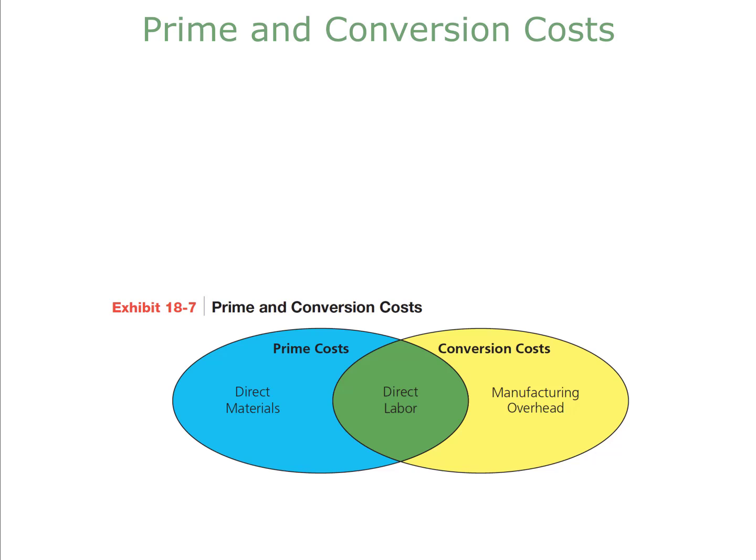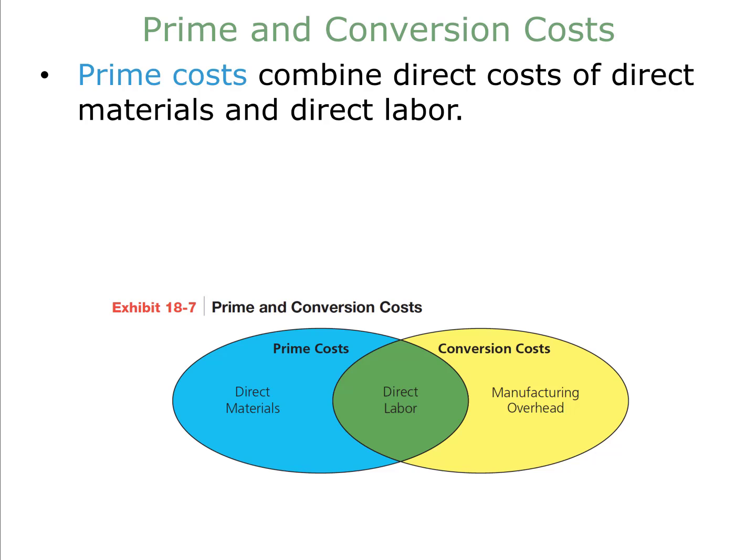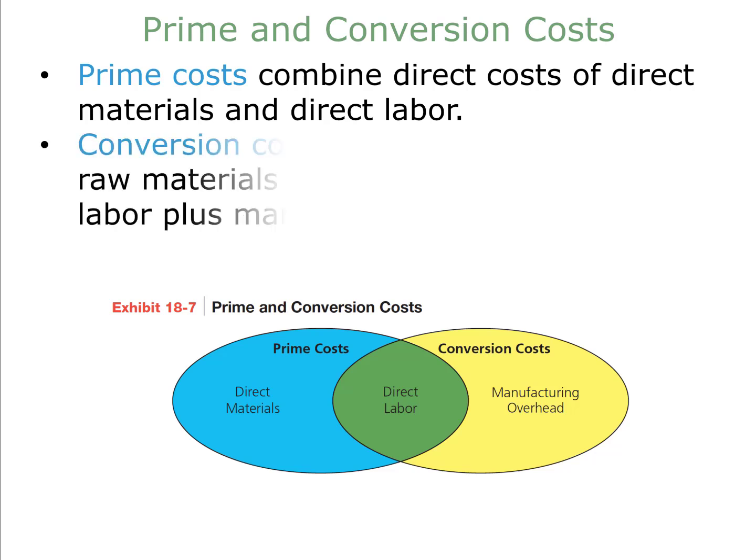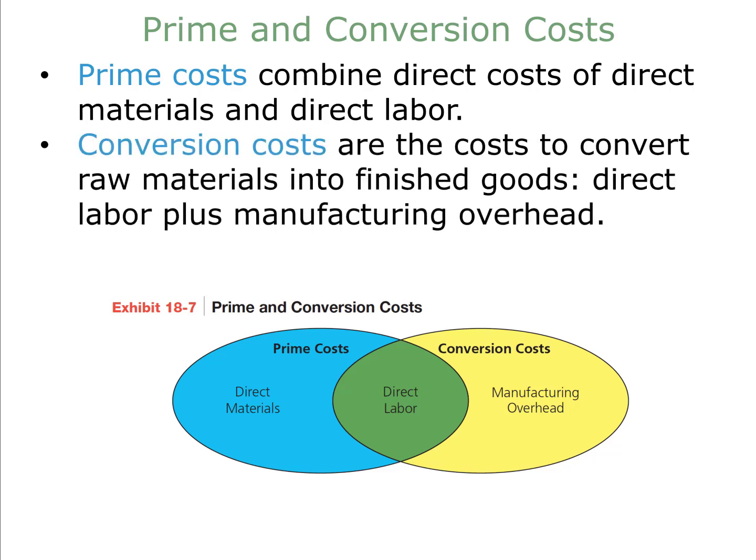Depending on if a manufacturing company is labor intensive, which means people do most of the work, or machine intensive, where machines or robots do most of the work, a manufacturing company may combine two categories of costs. Prime costs are simply direct materials plus direct labor. Conversion costs are simply direct labor plus manufacturing overhead. You can see in the diagram that direct labor is included in both.